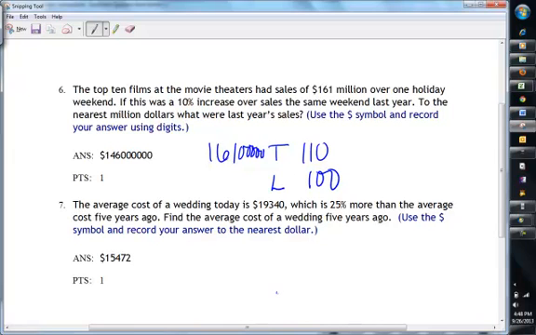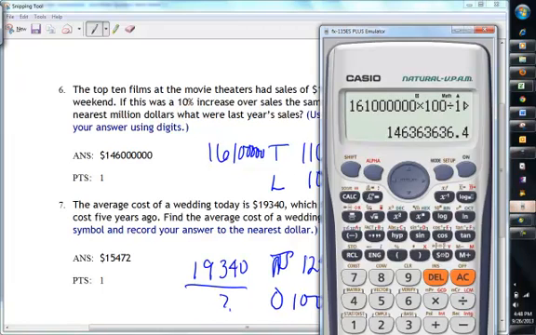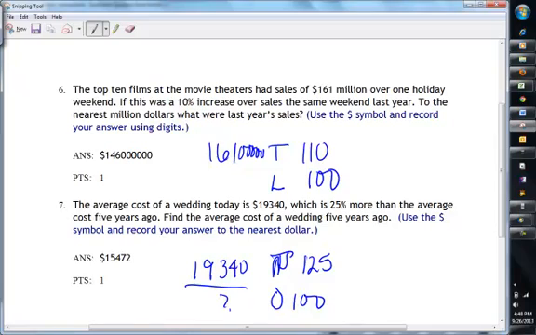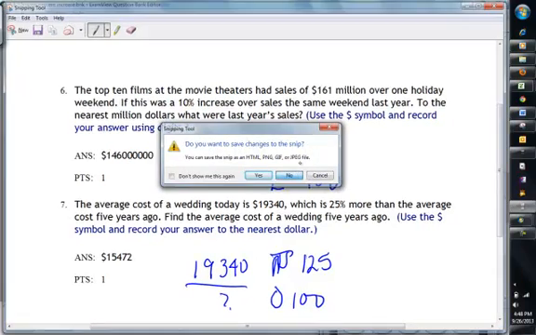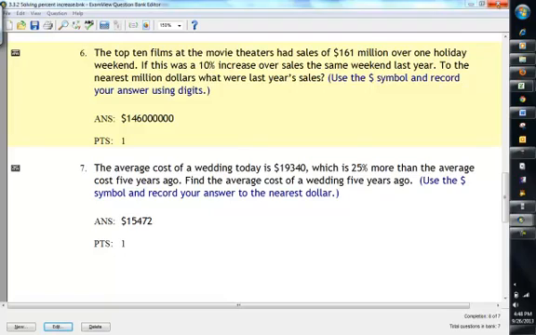Five years ago, so that's the old price. The old percent was 100. The new is 125%. Or we could say today it's 125%, $19,340. We want to know what was it 5 years ago. So we are going to cross multiply and divide. 19,340 times 100 divided by 125 gives us $115,470. All right, so that's how to do percent increase.